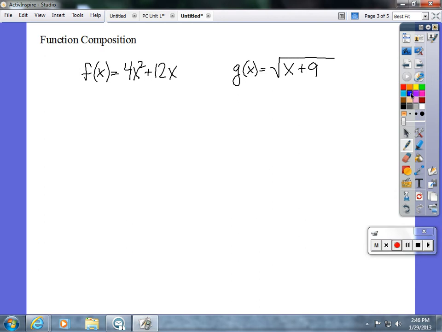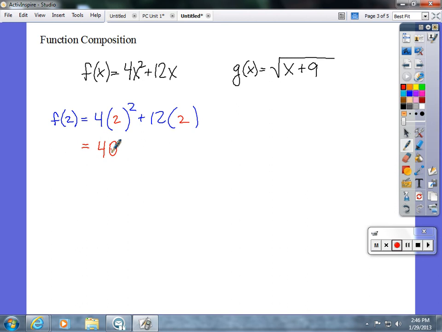Let's say it's asking us for f of 2. If it's asking us for f of 2, we would simply substitute a 2 in for all the x values in our function f. So in this case, we would substitute a 2 here and here, and then simplify. Order of operations says 2 squared is 4. 4 times 4 is 16. 16 plus 24 is 40.